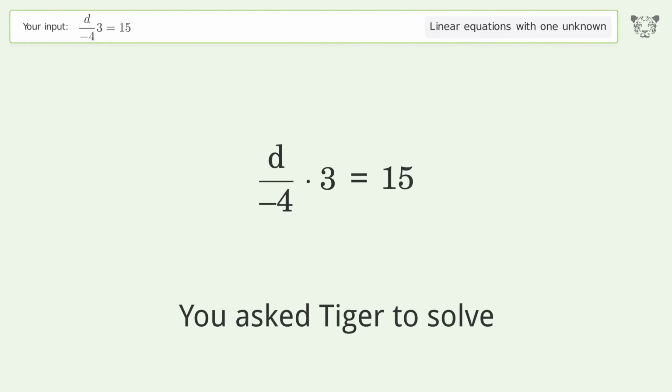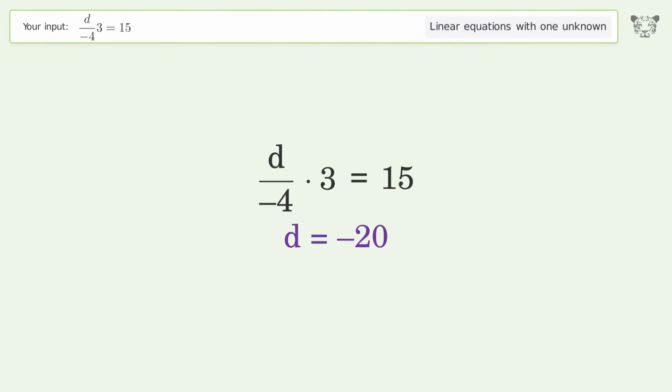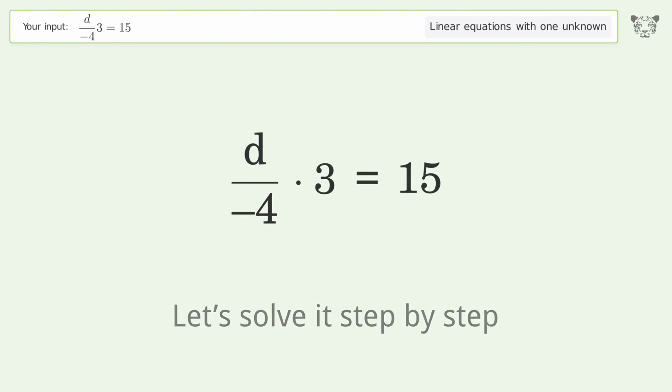You ask Tiger to solve. This deals with linear equations with one unknown. The final result is d equals -20. Let's solve it step by step.